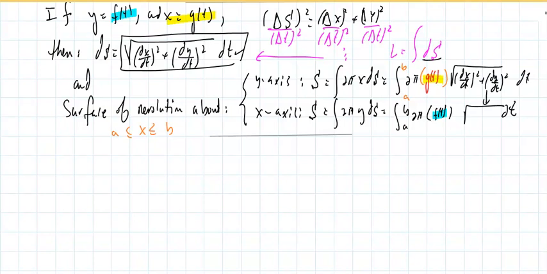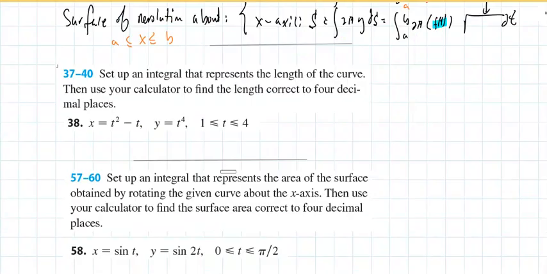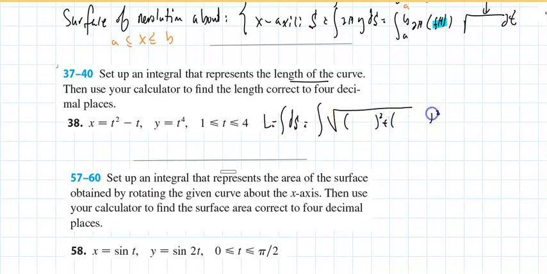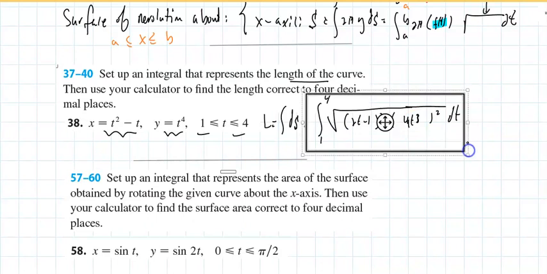I'd like to do 2 more problems. 38. Set up an integral that represents the length. L equals the integral of ds. Normally, I have to worry whether I'm going to do this with respect to x or y. In this case, that's simply the square root of dx dt squared plus dy dt squared, dt. T runs from 1 to 4. What is dx dt? 2t minus 1. What's dy dt? 4t cubed. And guess what? There it is. Isn't that just amazing?